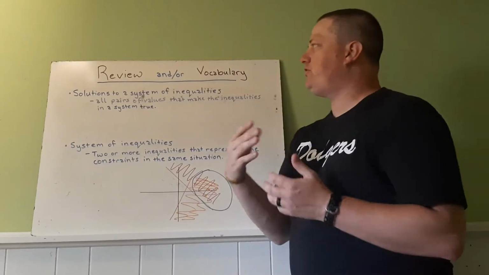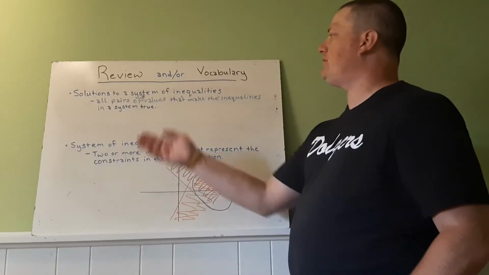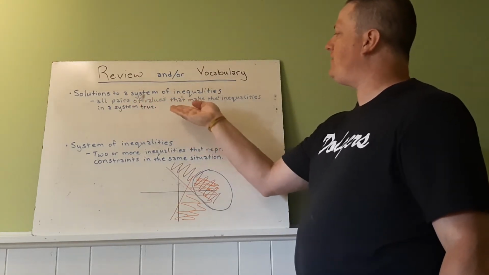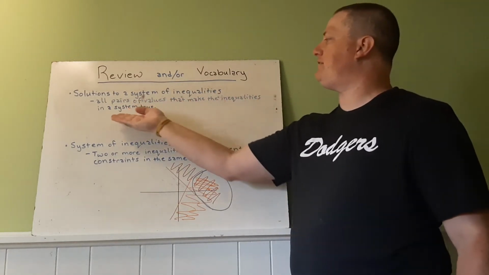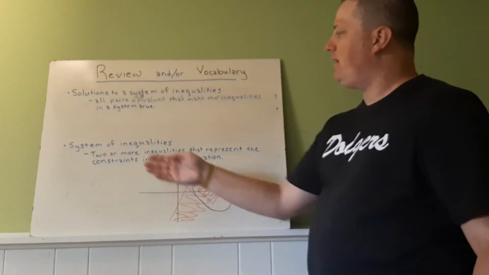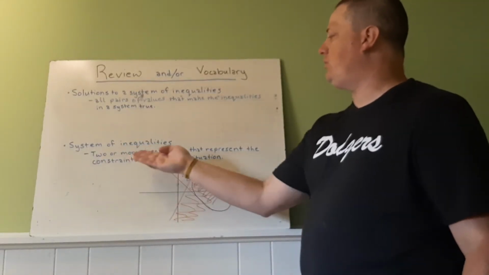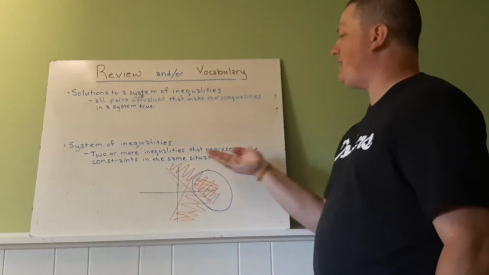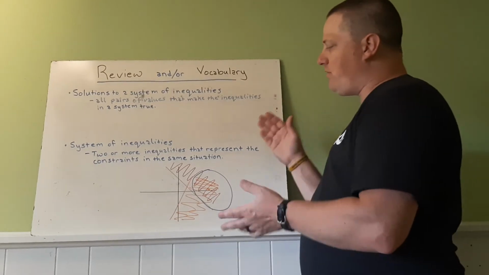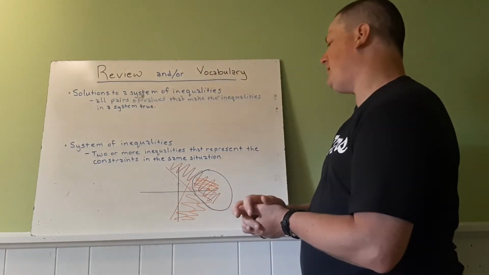All right, so our two new vocabulary words are solutions to systems of inequalities, all pairs of values that make the inequalities in a system true. System of inequalities, two or more inequalities that represent the constraints in the same situation. So as you write down these vocabulary words, this picture is going to be important.